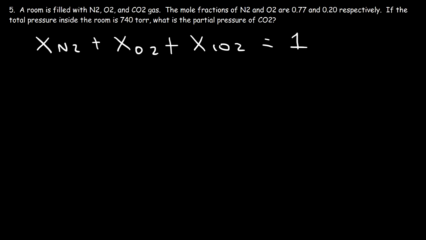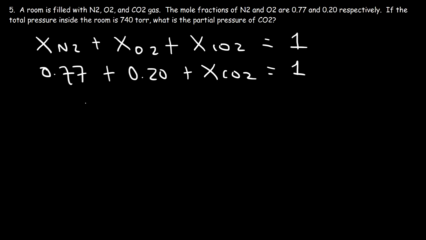The sum of all the mole fractions has to add up to 1. So the mole fraction of N2 plus the mole fraction of O2 and the mole fraction of CO2 must add up to 1, because it's based on a percentage, and 100% is equivalent to 1. The mole fraction of N2 is 0.77. For O2 it's 0.20. So we need to solve for the mole fraction of CO2.